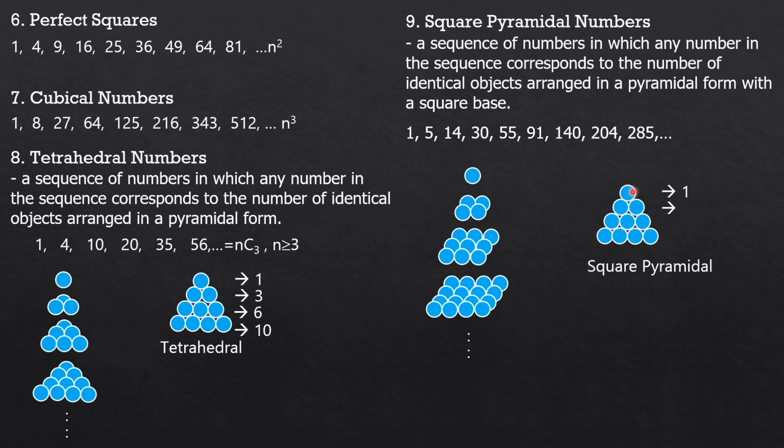So 1, then 4. So that's why 1 plus 4 is 5. Next is 9. That's why 5 plus 9 is 14. Then 16. Take note, these are perfect squares. That's why 14 plus 16 is 30. Next is 25. So in that manner, I hope that you get the idea.